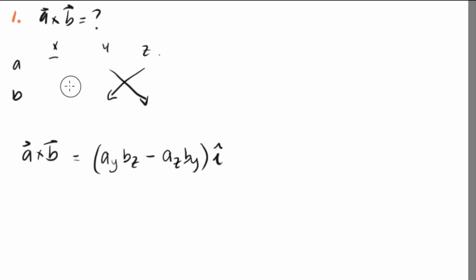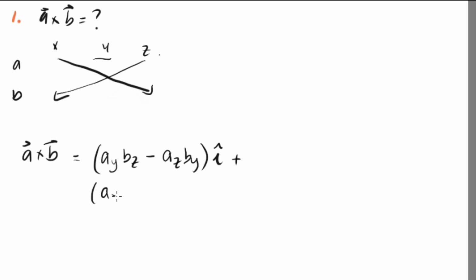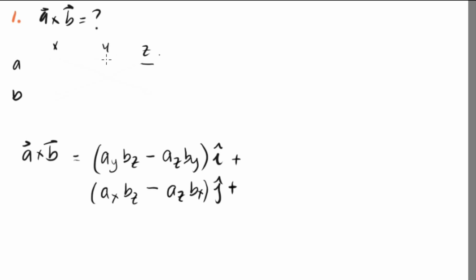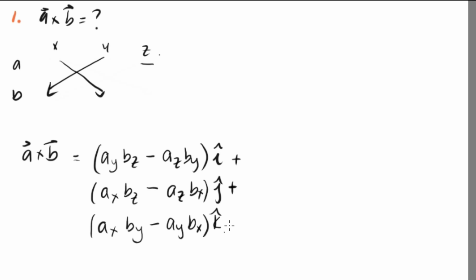in the i direction. And then I'll do my j component, so that's the x and z components of a and b. And then finally I'll add my z term, which is my x and y components. Okay, so now I have my proper formula for the cross product.